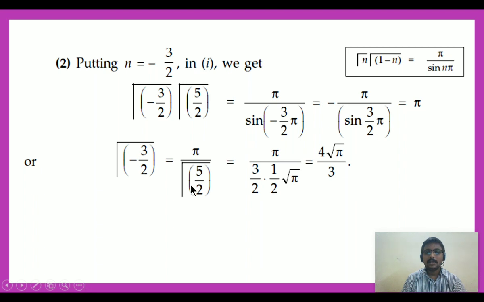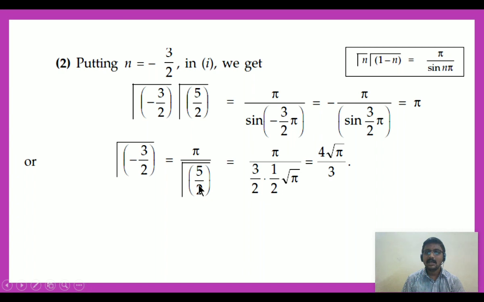But 5 by 2 can be written as 3 by 2 plus 1. So it looks like Gamma(n plus 1). But what is Gamma(n plus 1)? n Gamma(n). That is 3 by 2 Gamma(3 by 2). But 3 by 2 can be written as 1 by 2 plus 1. So Gamma(half plus 1) is half Gamma(half). But what is the value of Gamma(half)? Root pi. So that is pi by 3 by 2 into 1 by 2 into root pi. So Gamma(5 by 2) is 3 by 2, 1 by 2 root pi.